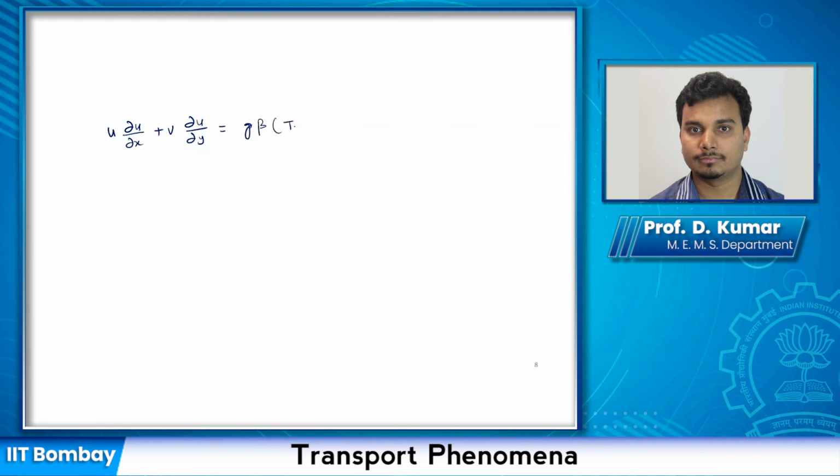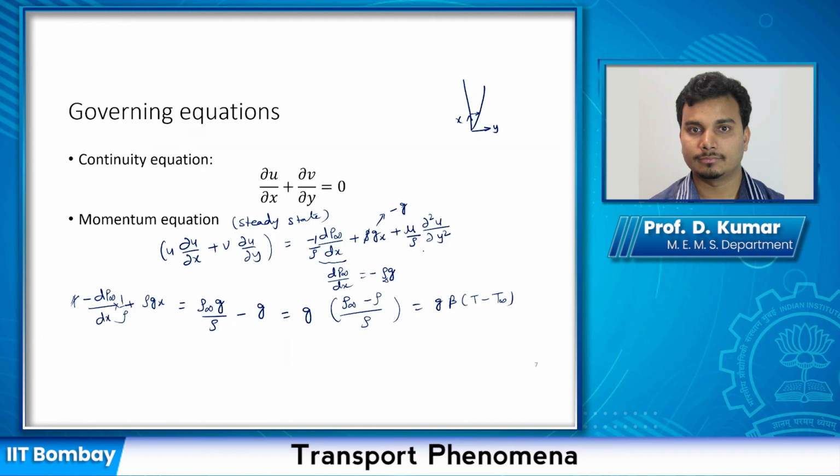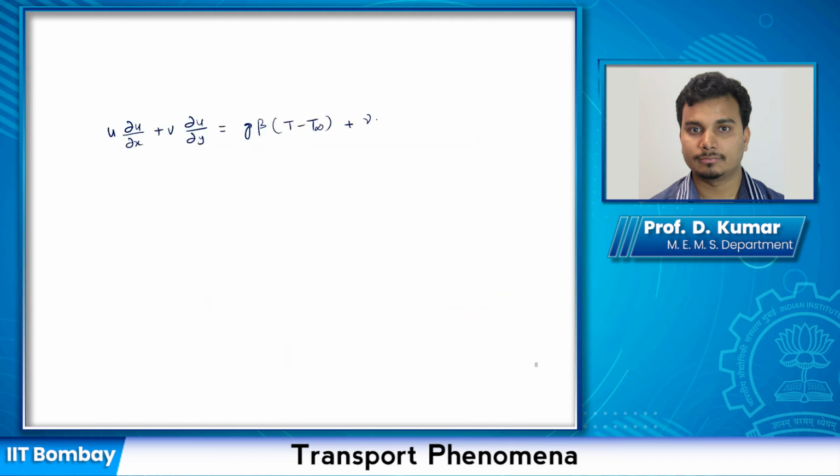g beta t minus t infinity. And then the last term will be nu, because mu by rho is nu, which is momentum diffusivity. So this is nu times dou square u by dou y square. We neglected the x term. This is your momentum equation, and we have already seen the continuity equation.